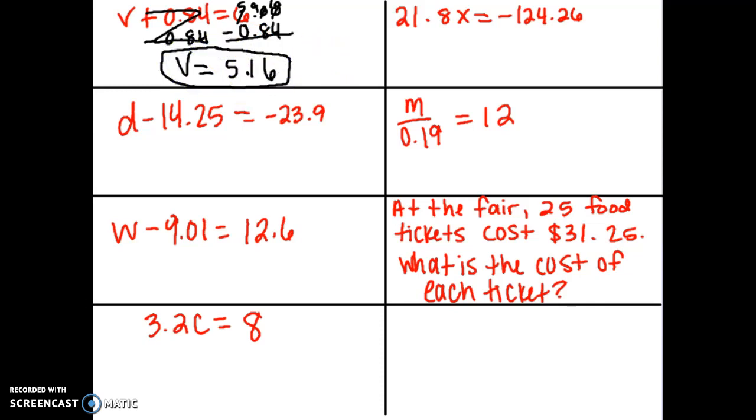D minus 14 and 25 hundredths equals negative 23 and 9 tenths. My variable is D. On the same side of the equal sign as the variable, we're subtracting 14 and 25 hundredths. So to get rid of that, to move it to the other side, I have to do the inverse operation. I'm going to add 14 and 25 hundredths. So that leaves me with D. What I do on one side, I have to do on the other.